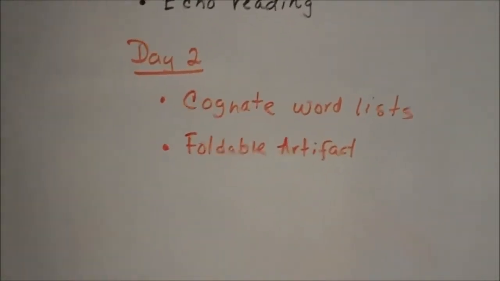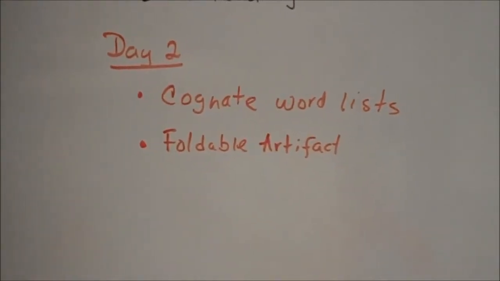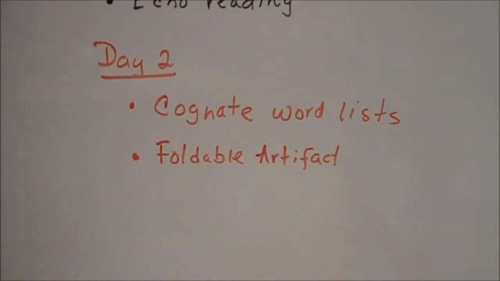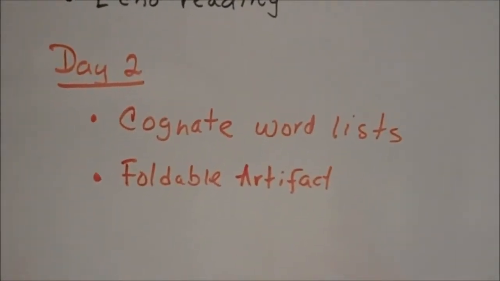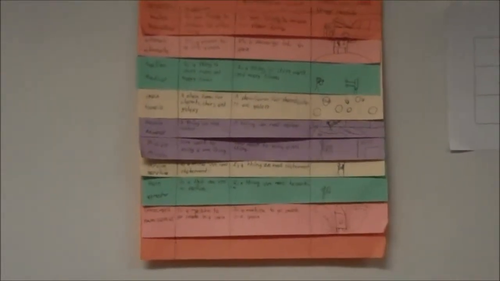On day number 2, we do a cognate word list. Cognates are words that sound, spell and mean the same in both languages, English and Spanish. And then we do a foldable artifact. The foldable artifact is like a formative assessment, which starts to let me know if the students are learning the meaning of the vocabulary words.